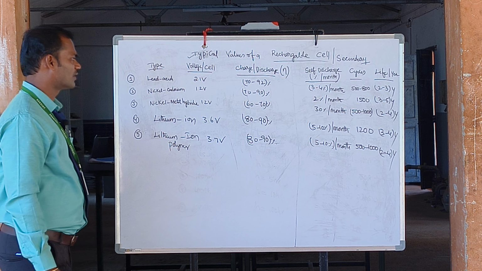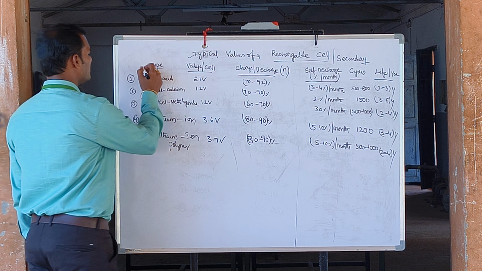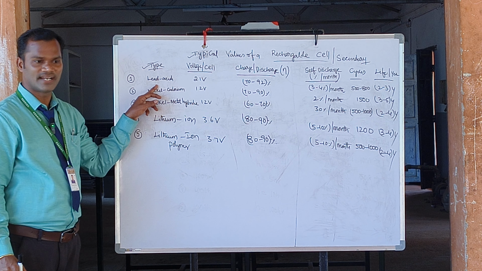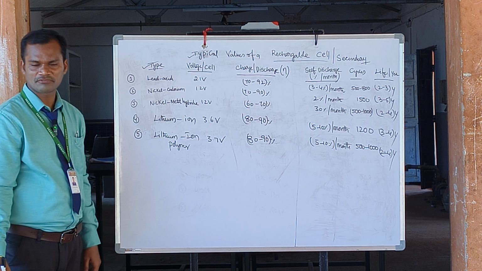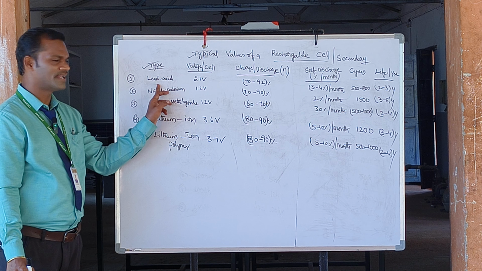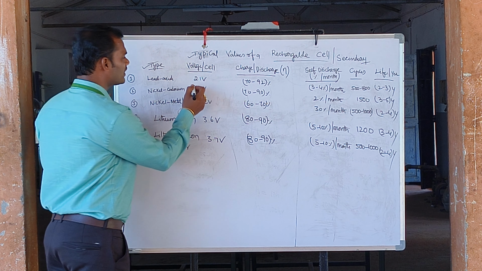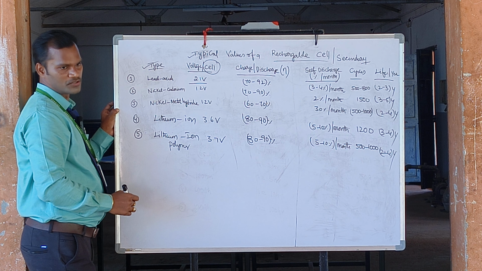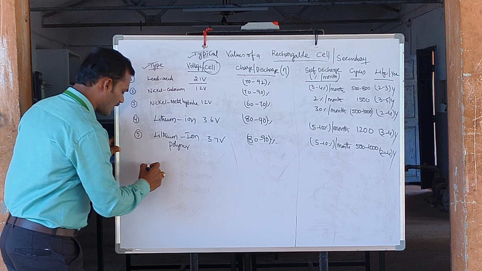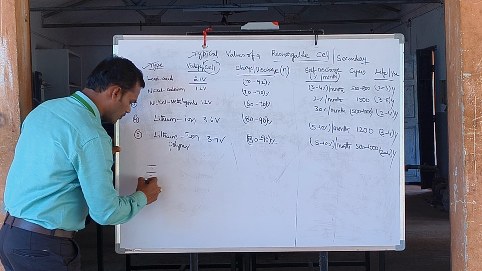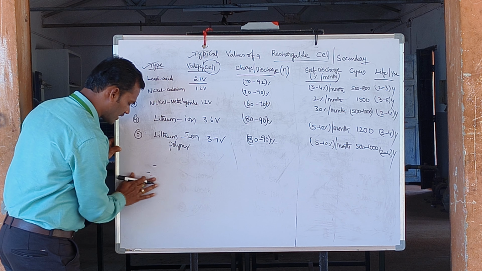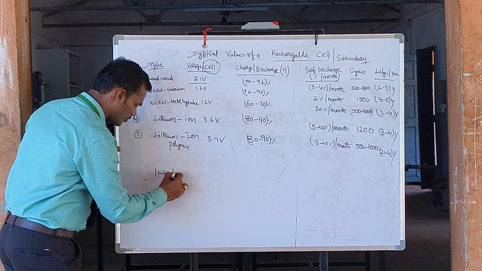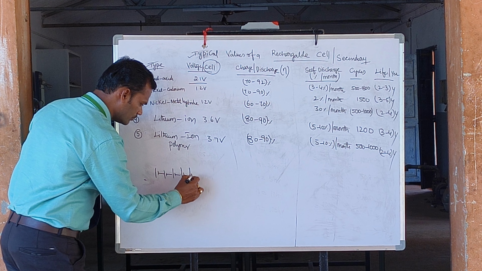Let's try to understand here. The first one is the type of battery. The first type of battery is the lead acid battery. At your house, for the inverter, you are going to have this battery, the lead acid battery. The output voltage of each cell is 2 volts. So you have 2 volts, 2 volts, 2 volts. Let's try to draw the practical diagram. So this is 2 volts, 2, 2, 2, 2 and 2.